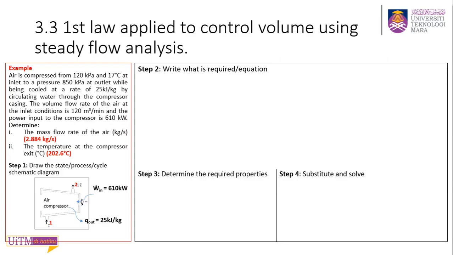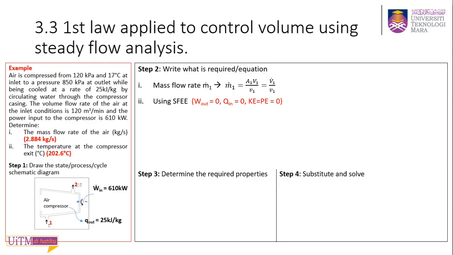For step 2 now, to determine the mass flow rate, we will use the mass flow rate equation with the relationship to volume flow rate, because from the question we can see that the volume flow rate has already been given. To determine the exit temperature, since the substance is a gas, we can solve for T2 using the SFEE. Remember to write the conditions given in the question.